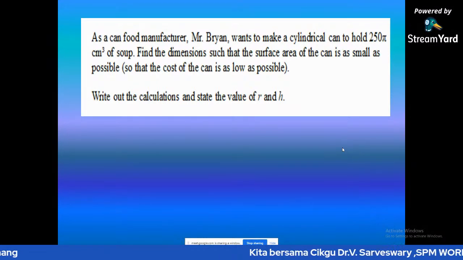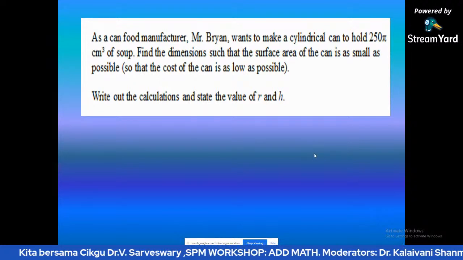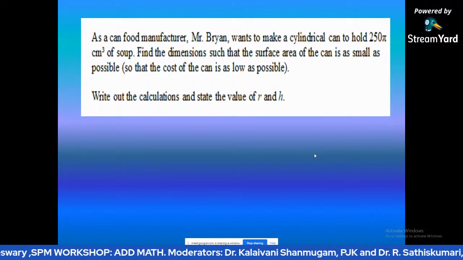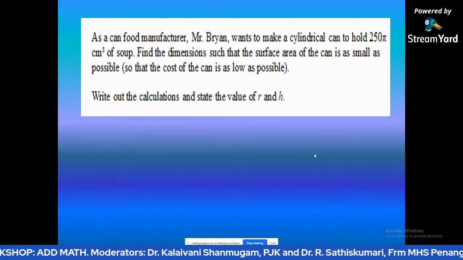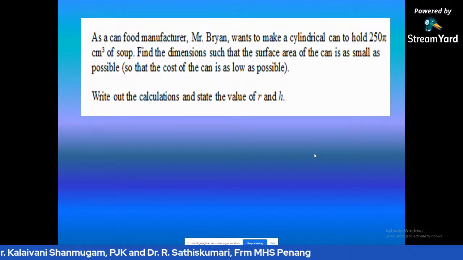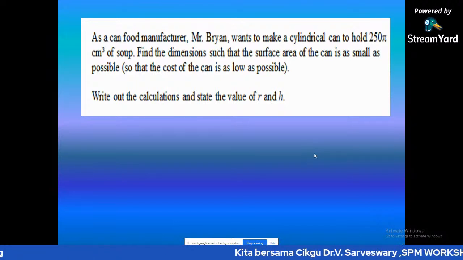They will ask you to prove the formula for area or volume. In this type of question, you might need to know the surface area, but most of the time they will give you the formula. If you don't have it in your formula sheet, they will give you the formula to find the surface area, for example for the cone. But the cylinder is easy, the surface area is easy. After this teacher will discuss.